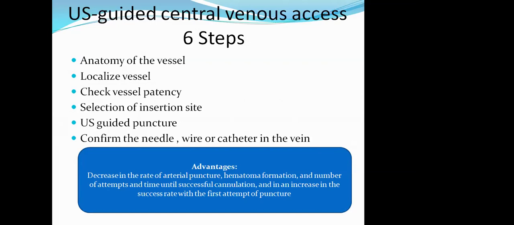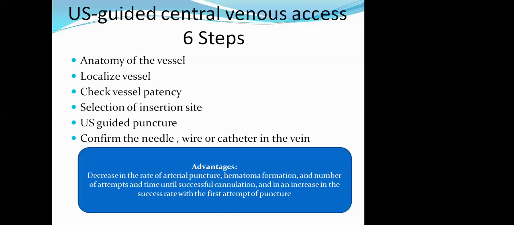The first step is that when you are performing ultrasound guided central venous access, you have to see the anatomy of the vessel under the ultrasound, localize the vessel, check the vessel for patency, select the insertion site, and then perform the procedure with the puncture with the needle, and finally confirm the needle, wire or catheter in the vein.